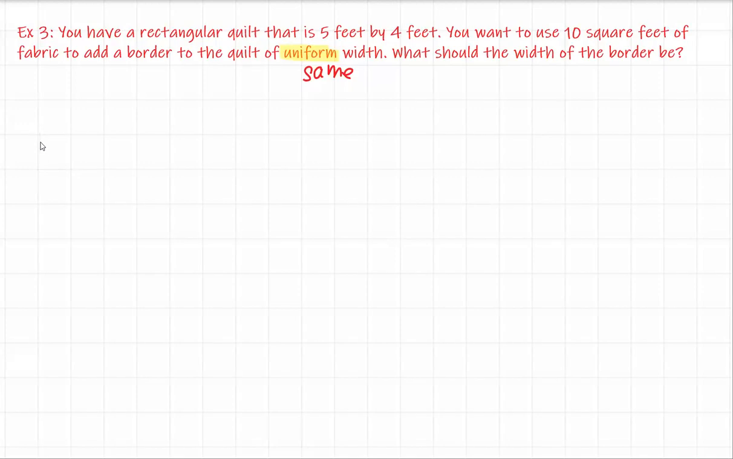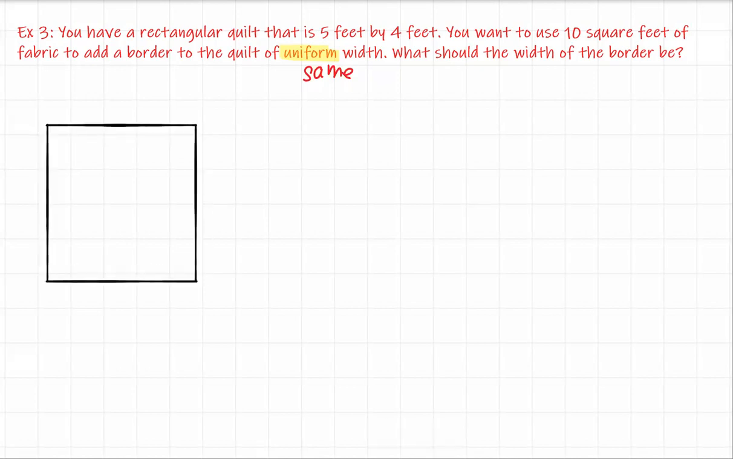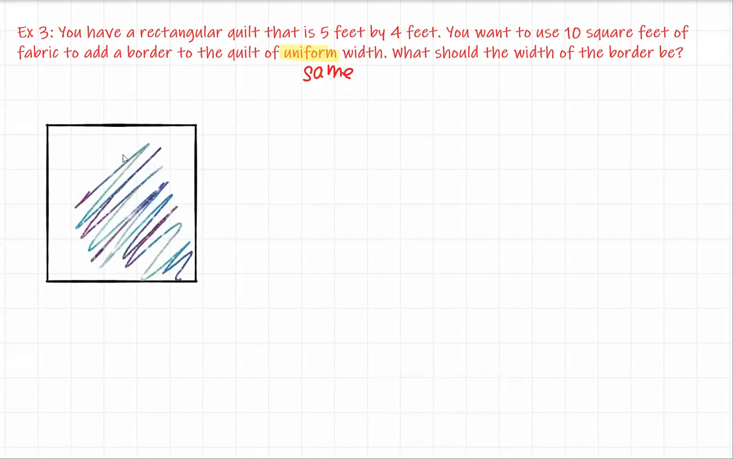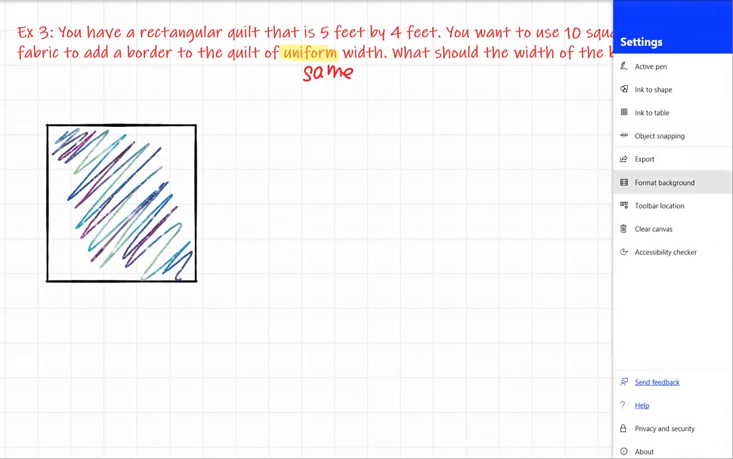Let's draw a picture first. Here's my beautiful quilt. Now it's not drawn to scale, but it's okay. Just don't worry about it. It's definitely not drawn to scale, and it's also very pretty. Okay, there's my quilt. And what I want to do is first turn this little setting off, wrong setting.